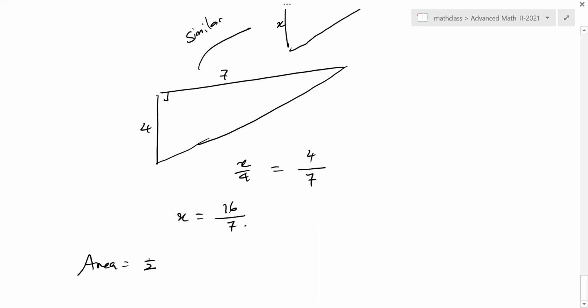Once you get x, you get the area. Area is going to be half of x times 4. It's going to be 2x, which is going to be 32 over 7. It's 2 times 16 is 32.